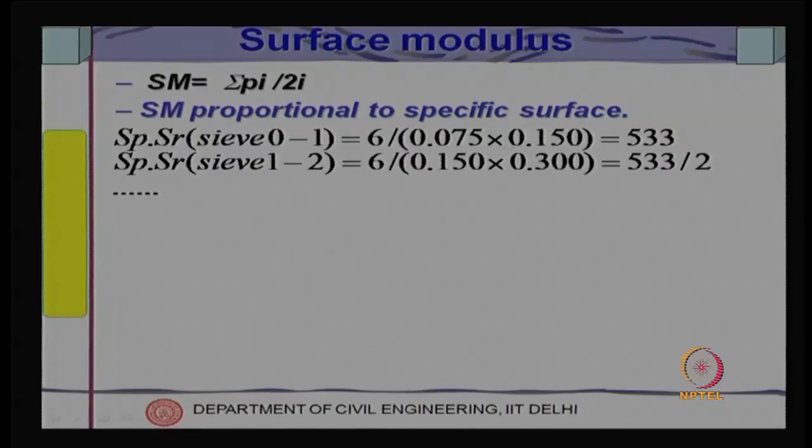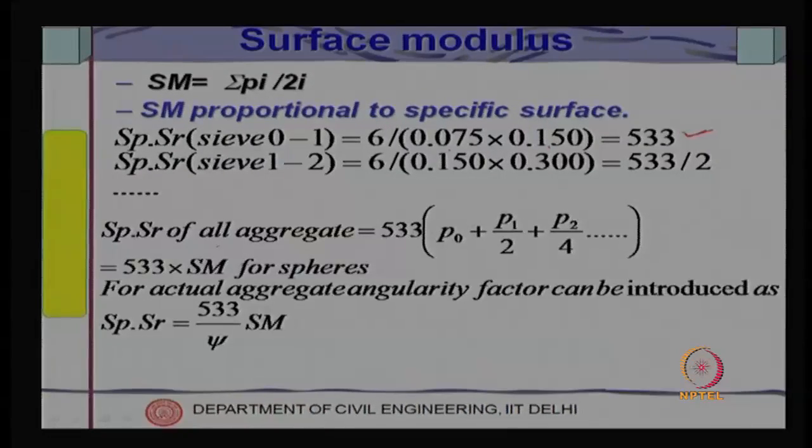Now, sieve 0 to 1 is the average size between 0.075 and 0.150. So, this corresponds to 5.33 when size is in millimeter. For the next level 1 and 2, it is 5.33 by 2, and so on. Therefore, specific surface of all aggregate will be surface modulus multiplied by 5.33, because surface modulus is defined as this term. This multiplied by the specific surface of the smallest group 0 to 1 gives you 5.33. Now, this is for spheres, because we have used d by 6. For actual aggregate, an angularity factor can be introduced, and therefore specific surface is given by 5.33 by the angularity factor, which we have defined earlier.